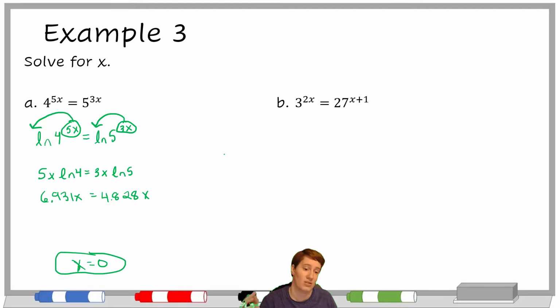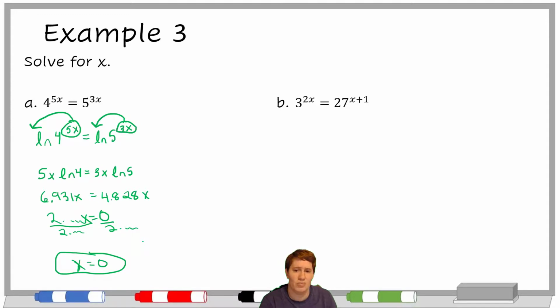If we actually wanted to do the algebra for that, we would subtract one of the x's over to the other side and then get whatever that is. I think it's 2 point something times x equals 0, and then we would divide by that number. And so 0 divided by 2 is 0. So that's algebraically why that works.